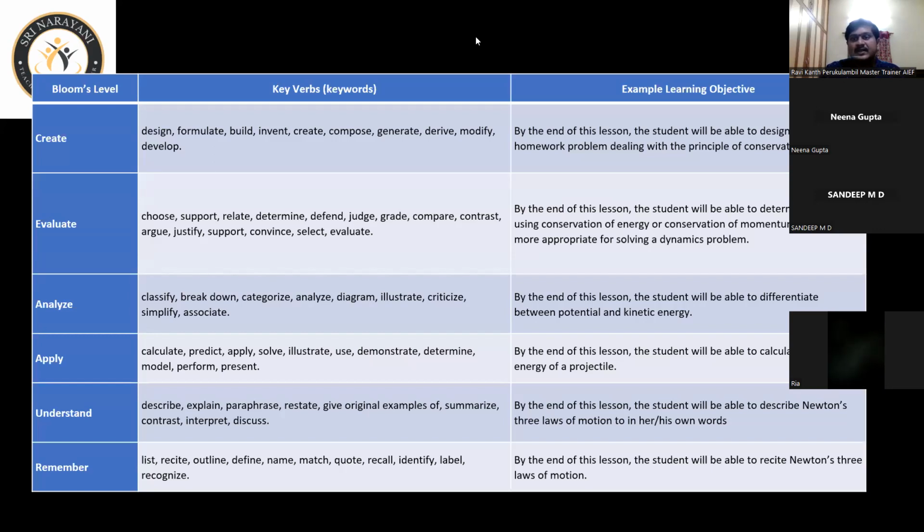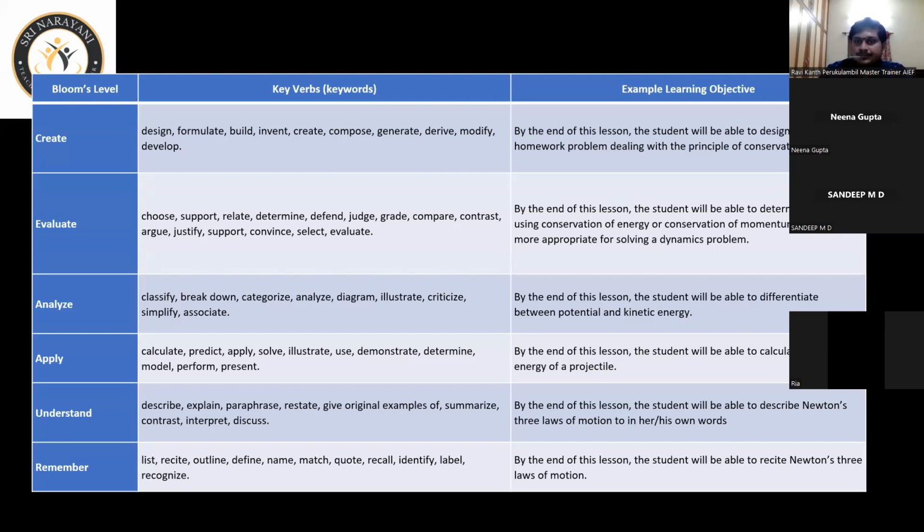Few people have asked for an example of how to frame questions using Bloom's taxonomy. Now let us observe a few questions here. First, let us start from the lower part, which is the remembering level. The verbs that we can use are list, recite, outline, define, name, match, quote, recall, identify, label, recognize. These are the exemplifying verbs that are given.